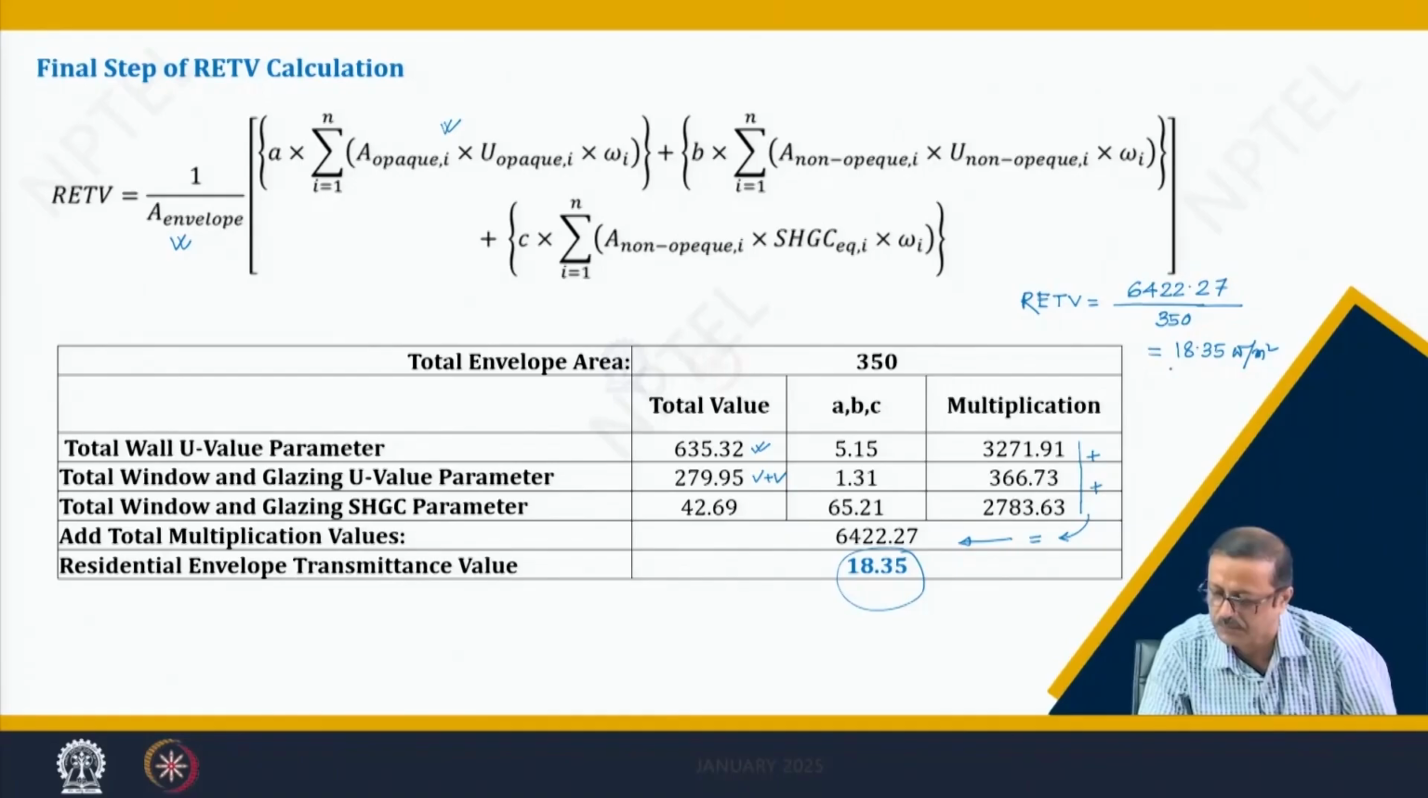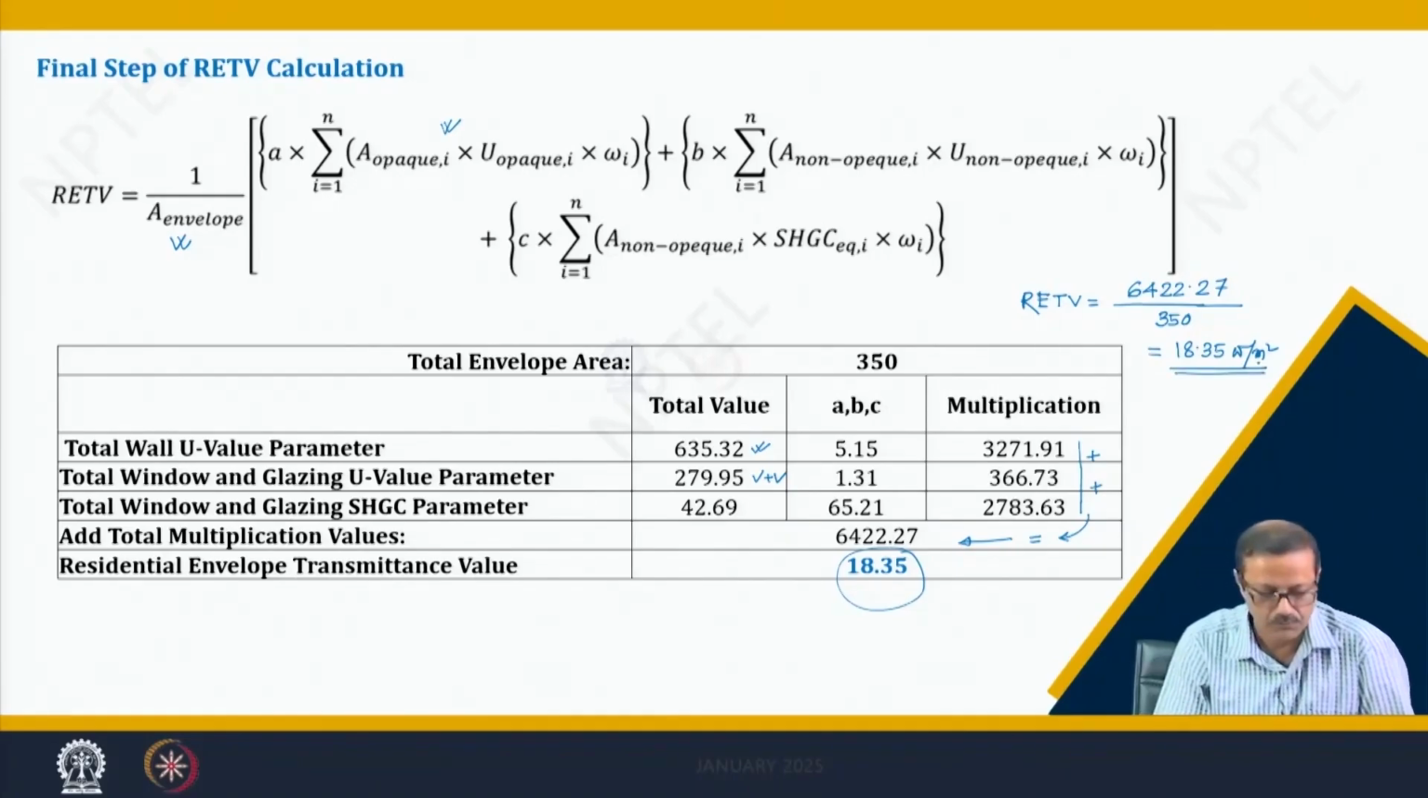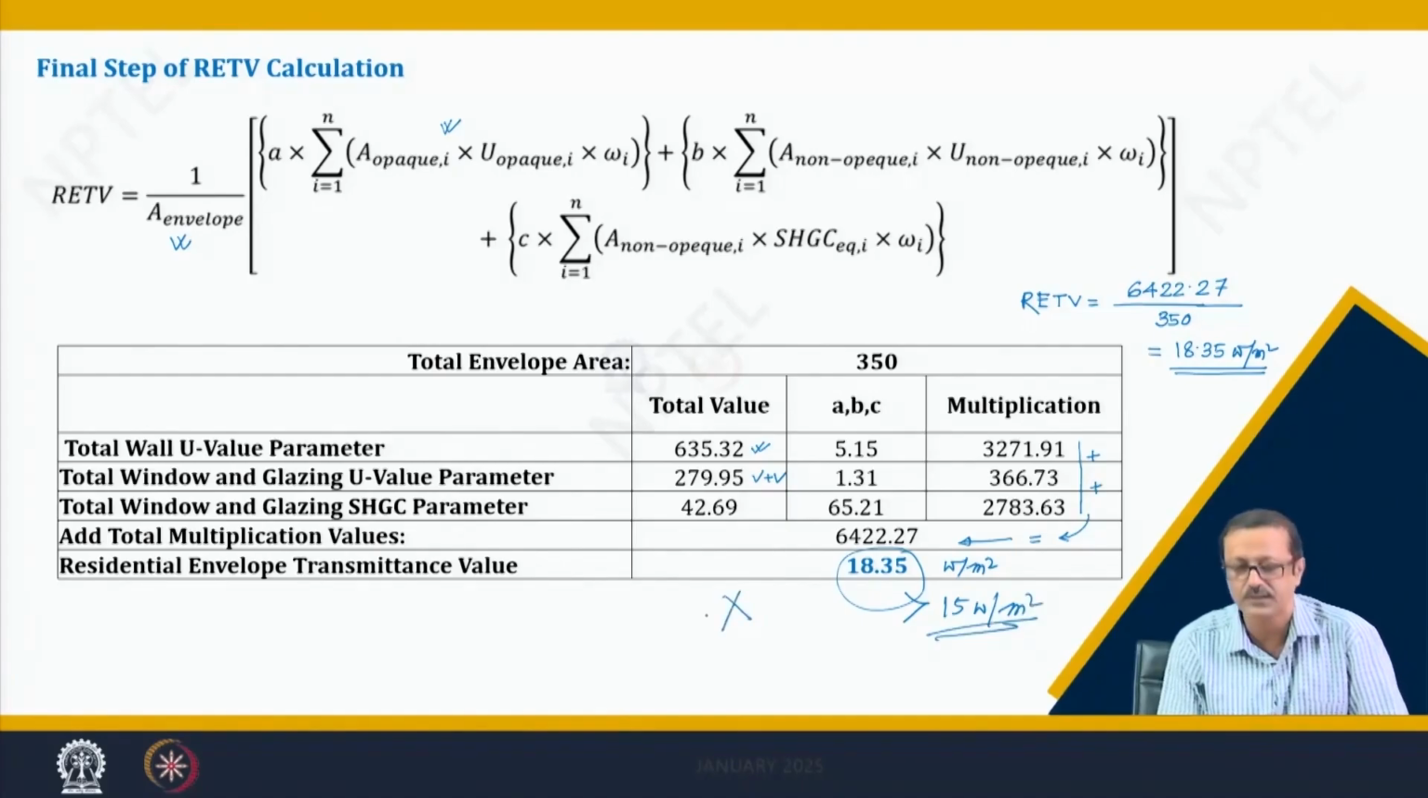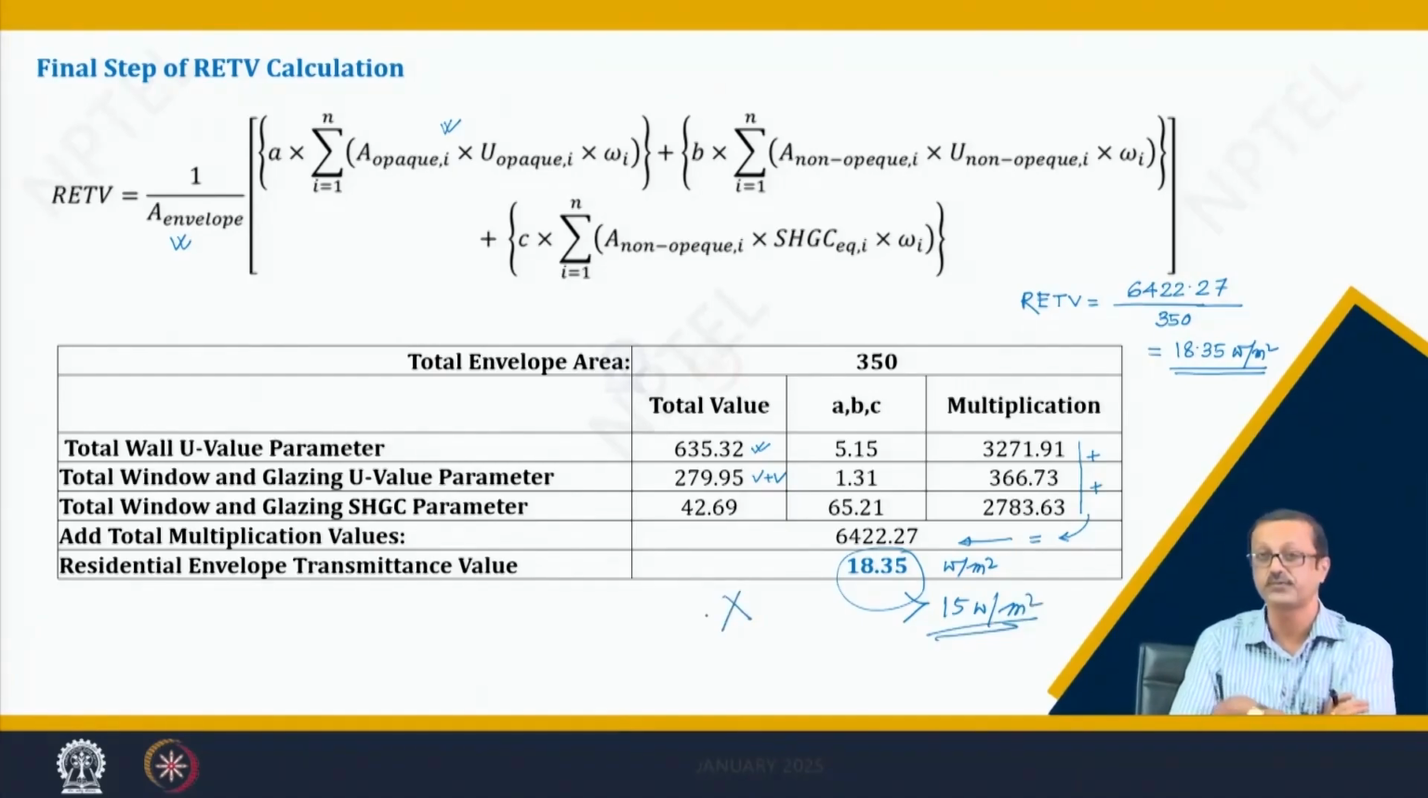watt per meter square. The unit is watt per meter square. So, I must write here watt per meter square, which is very high, which is higher than 15 watt per meter square, which is permissible. So, this design is not good. You have to reduce this value to 15 or less than 15. Not good in the sense of the envelope heat gain point of view in the warm and humid climate.